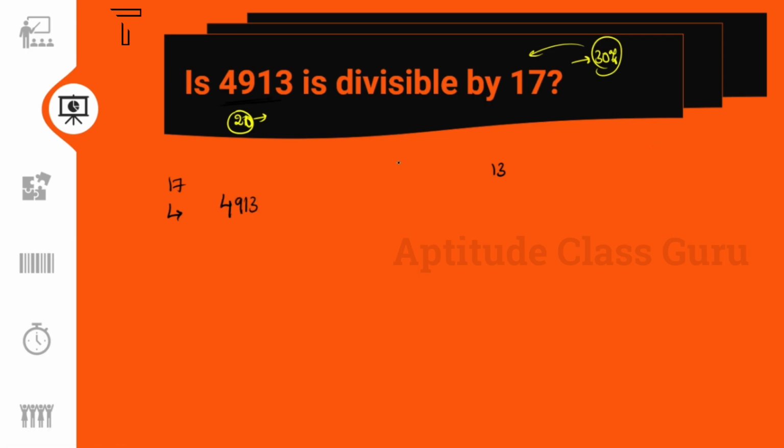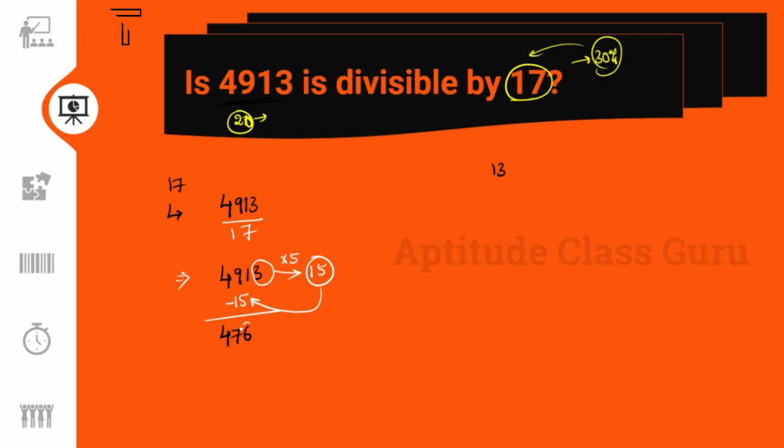Is 4913 divisible by 17 or not? I will check this one. Just look here. I will tell you the technique. Take the number and discard the last unit digit. So we are left with 491, and multiply the unit digit 3 by 5, which gives 15. Subtract this from the remaining number: 491 minus 15. You are simply discarding the unit digit, multiplying it by 5, and subtracting the answer from the remaining number 491. So 491 minus 15, the answer is 476.